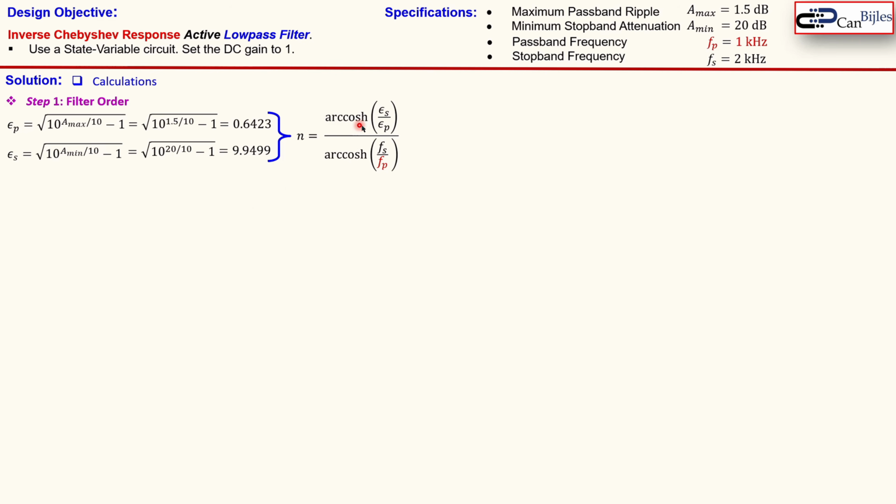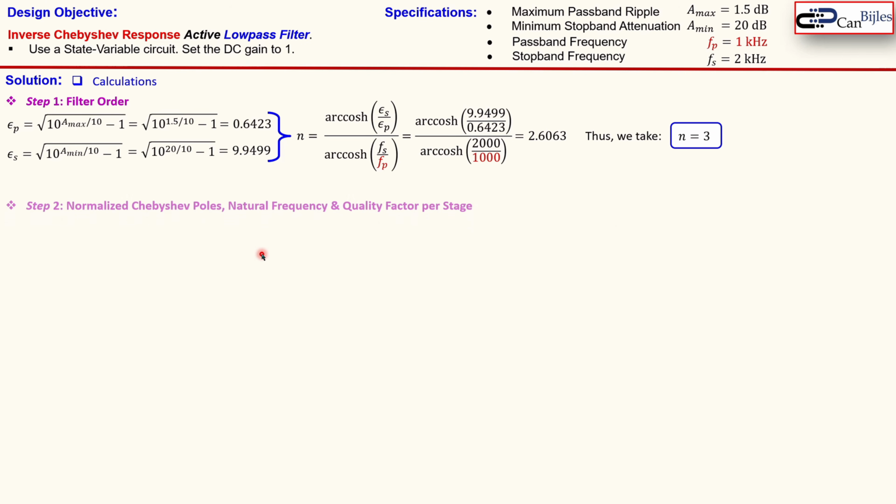Now taking this together, we will use the exact same formula as for the Chebyshev response for the low-pass filter. You see here again the arccosh, and the epsilon S and epsilon P we just calculated, and our Fs, the stopband frequency, and the passband frequency. You substitute the values and you get 2.6063. That means we need to go to an integer. That means we need to use an N of 3, so a third-order inverse Chebyshev response active low-pass filter.